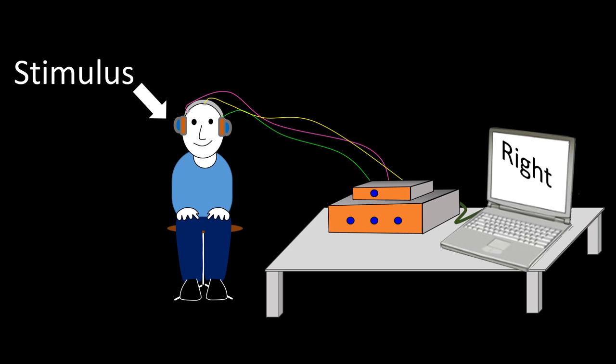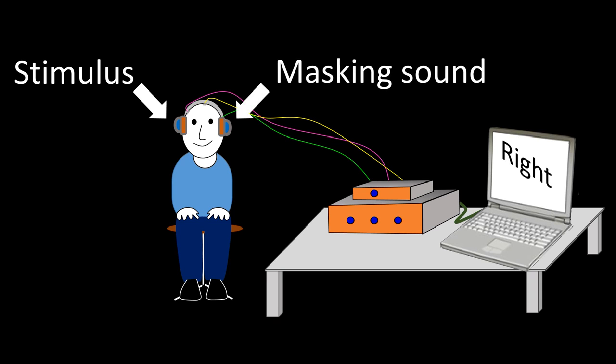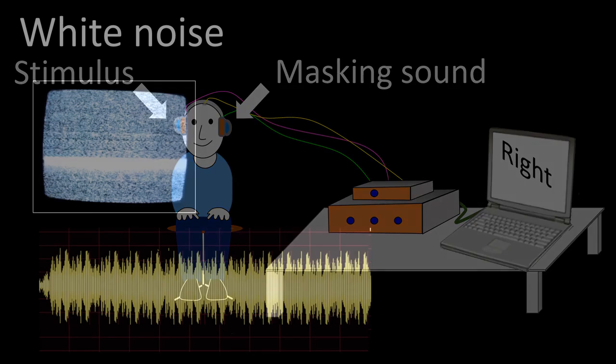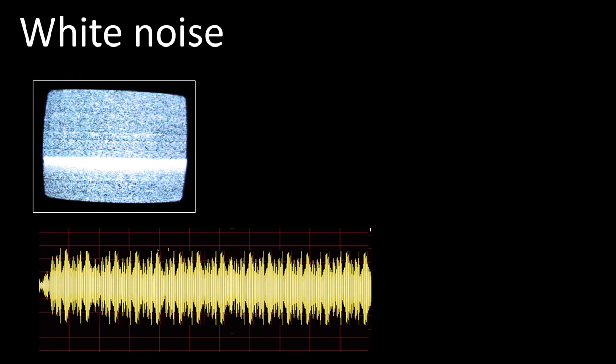It is important and elementary to remember that in addition to the stimulus being used in the ear being studied, it is important to use masking sound in the opposite ear. The masking sound consists of a broadband, very broadband noise applied to the opposite ear that we tend to call white noise.